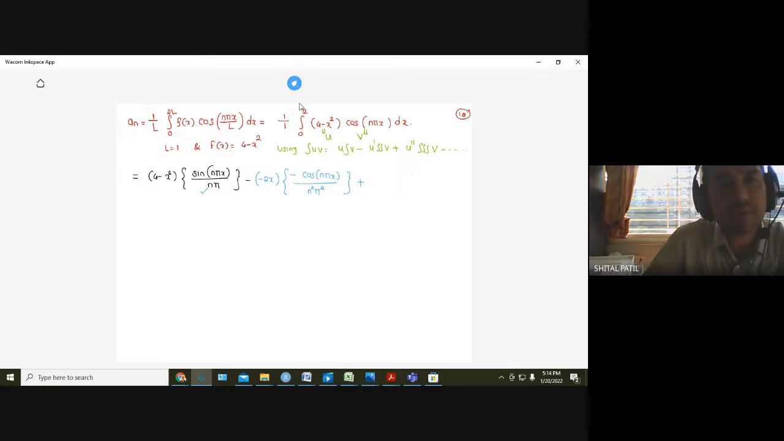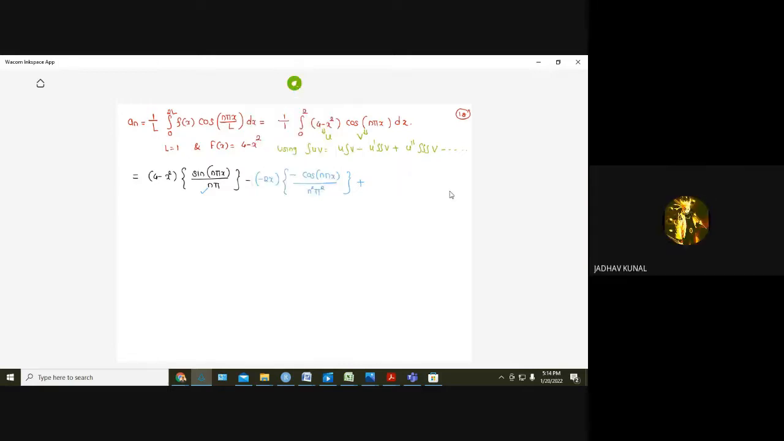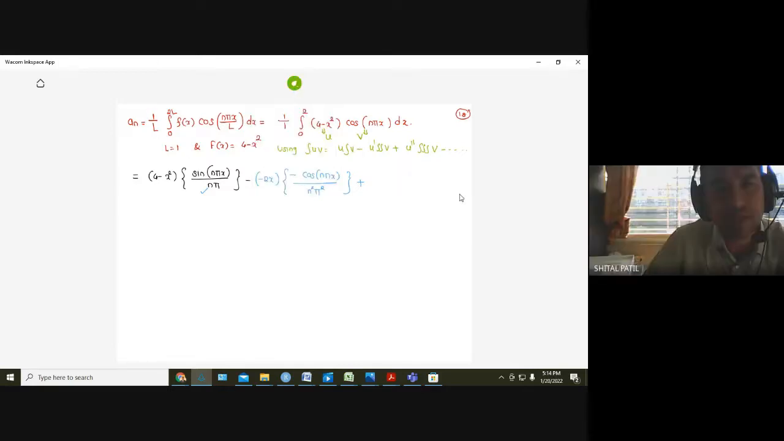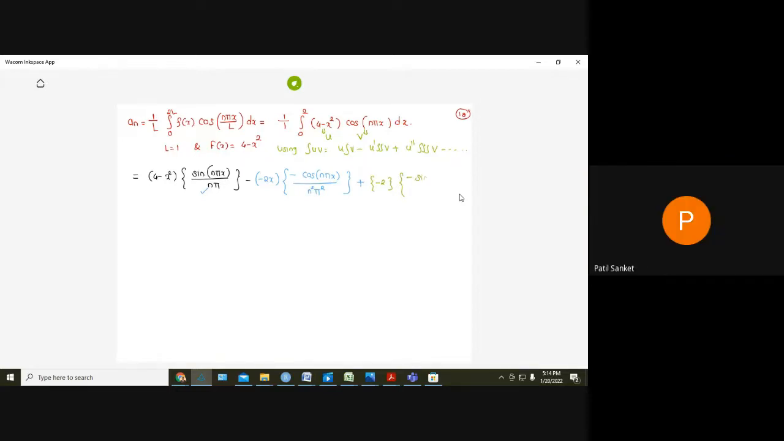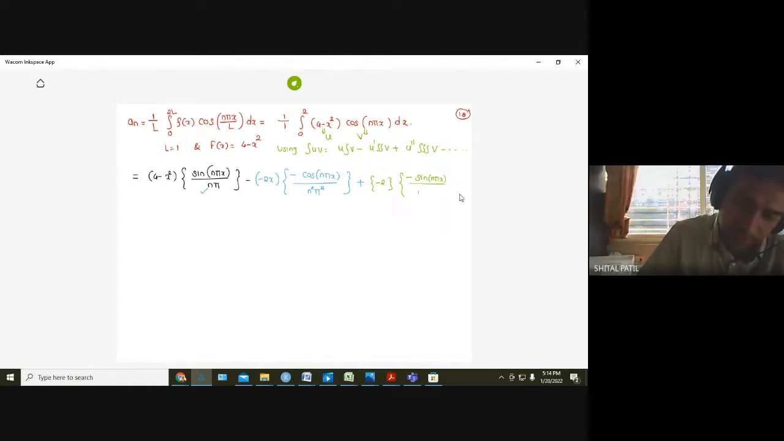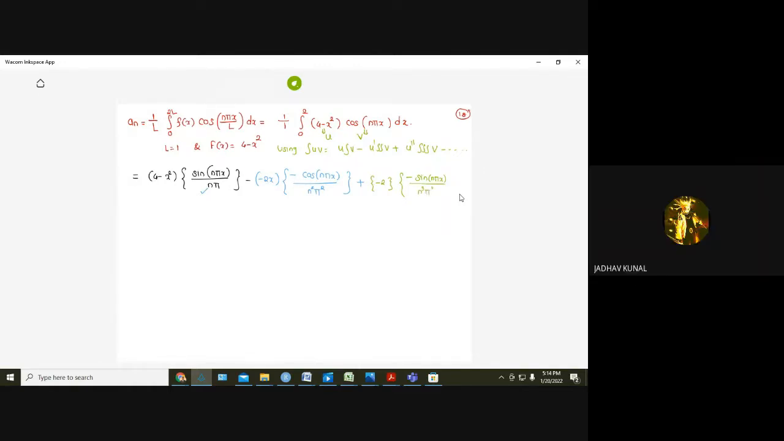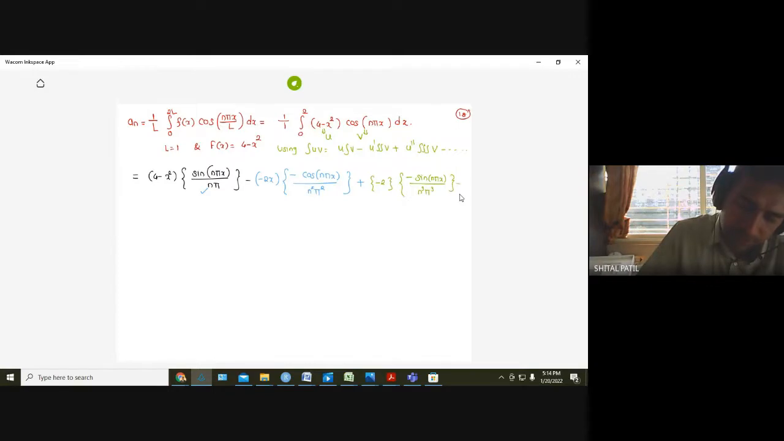Plus of the formula, minus of the formula. Then 2, u double dash is minus 2. And then minus integration thrice: minus of minus sin n pi x upon n cube pi cube. What about the next term? 0 only. The derivative will be 0.